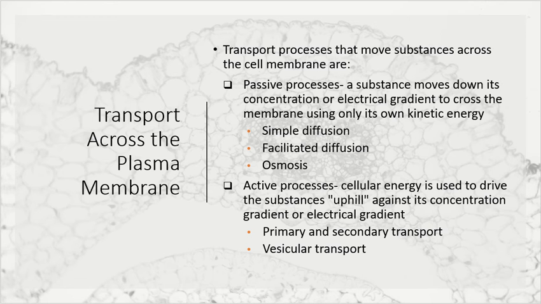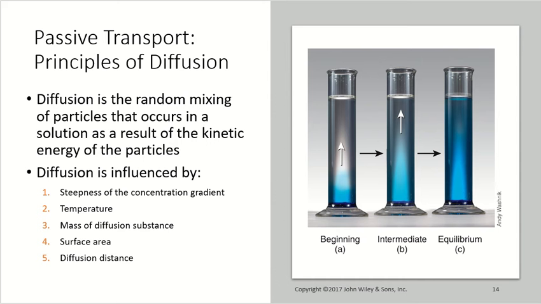Our other type of transport is active transport, or active processes. This is when cellular energy is going to be used to drive a substance uphill against its concentration gradient or electrical gradient. So in this case, we're using cellular energy to push things back up that slide. It's going in the opposite direction, against the current, against the flow, basically. So this does require cellular energy of some kind. We have primary and secondary transport, as well as vesicular transport, that are going to make up these active processes.